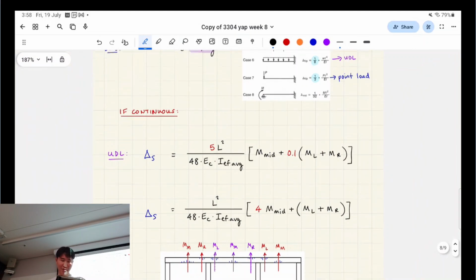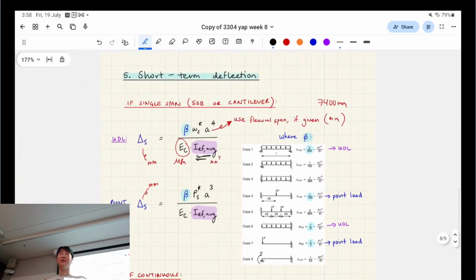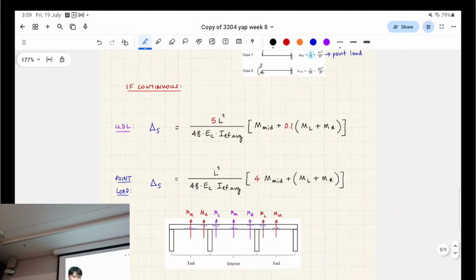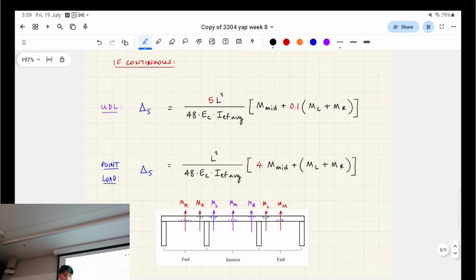And then for the continuous case, you have to use a slightly different method. You can't use this beta method. You have to use this, which is your serviceability weighting at the middle, the short-term weighting in the middle, and that's on the left and then the right, etc.